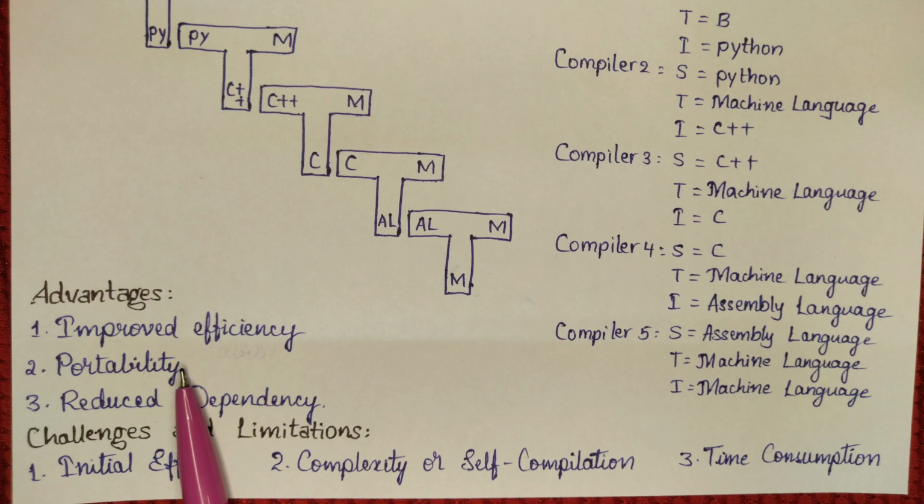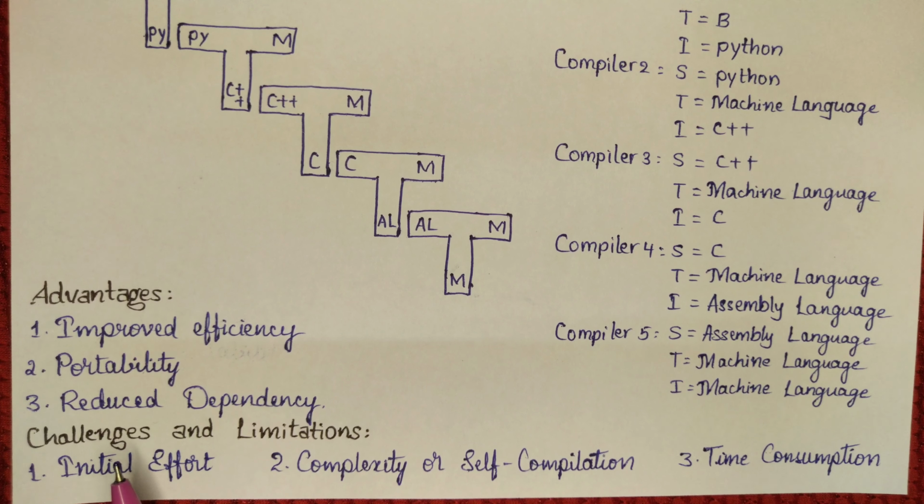And next is portability. Once you have bootstrapped a compiler, it can be used to generate code for various platforms across different systems. And third is reduced dependency. As long as you have a simple starting compiler, you can use it to build more complex versions and handle all your compiling needs. This reduces the need for other software or external dependencies.